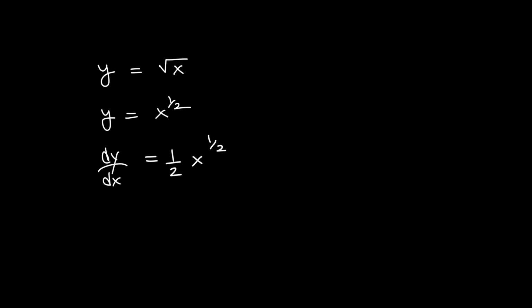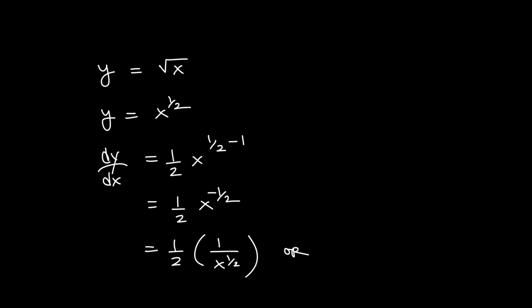Similarly, if we talk about fractional powers, y is equal to square root of x. Y equals x raised to the power of half. Dy by dx, half comes down, x remains as it is, power reduces by 1. That is half x raised to the power of minus half. That is half into 1 over x raised to the power of half, which can also be written as half into 1 over root x, which can even be written as 1 over 2 root x.